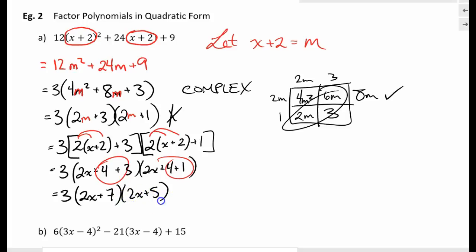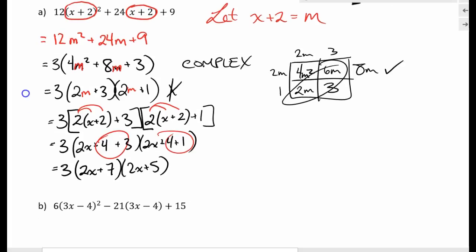2x plus 5. Now you want to be super, super careful, okay? So when we're looking at this, you're only looking for like terms within the brackets. Because remember, order of operations says brackets, exponents, division, multiplication, addition, subtraction. These like terms can only happen within or if there are no brackets.